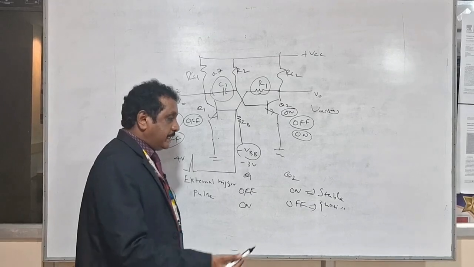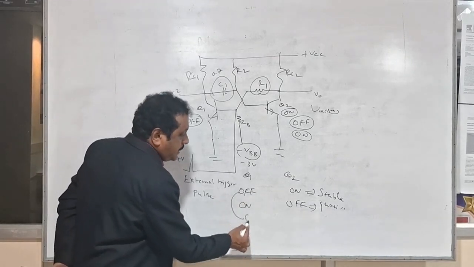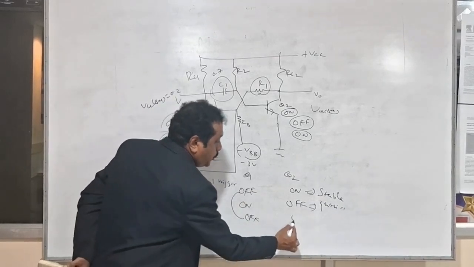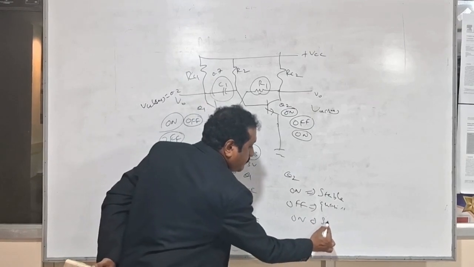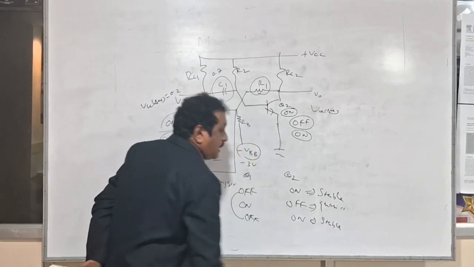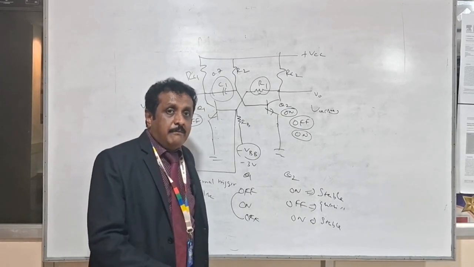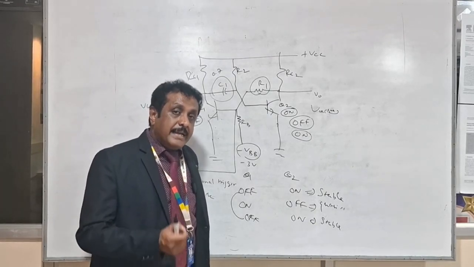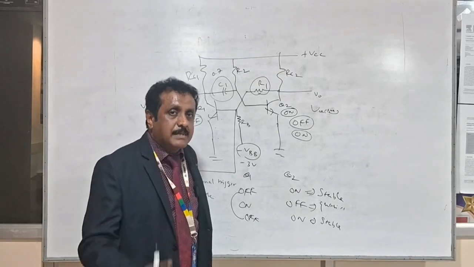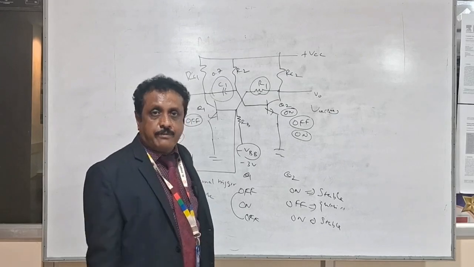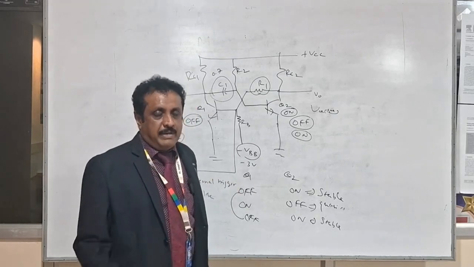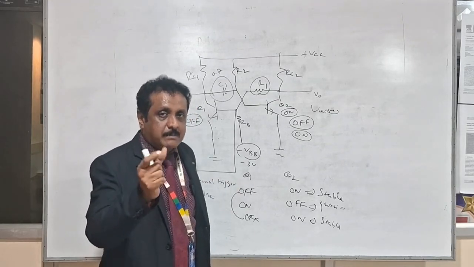Again, after some time period, it will come back to its original stable state, Q1 off and Q2 on. So the circuit will remain in the same state until the next trigger pulse is given. When the circuit starts operating, it generates a single pulse at a time, not a continuous square waveform like astable mode. Whenever we apply the trigger pulse, it generates the pulse.